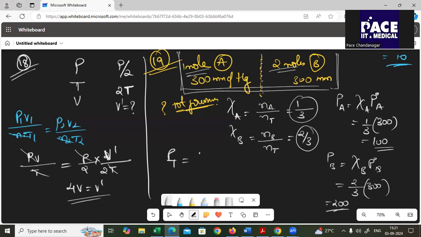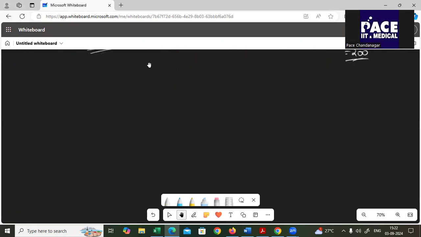Now the total pressure is PA plus PB, which is 100 plus 200, which is 300 mm of Hg. Here I am not converting mm of Hg, because whatever you convert, it will line up on the right side and left side, cancelling each other. So that ends question number 19. Moving on to the next question. The total is 300 only. Don't just add it like 300 plus 300, 600. No, the total is 300 only.